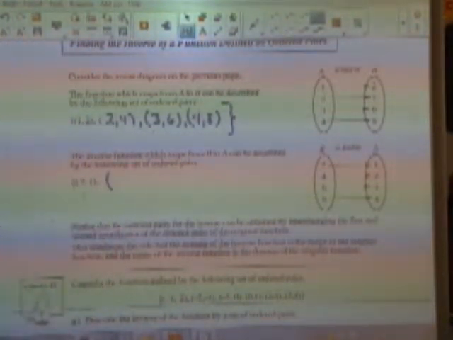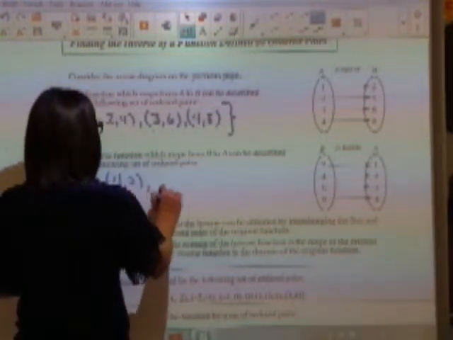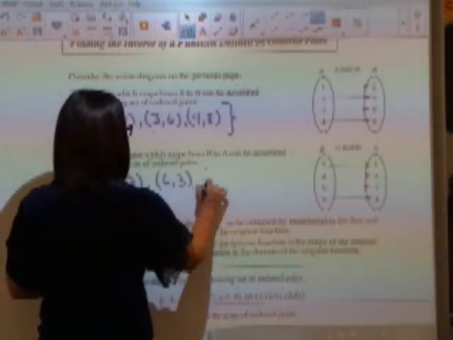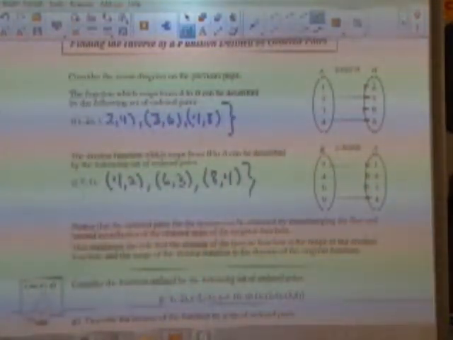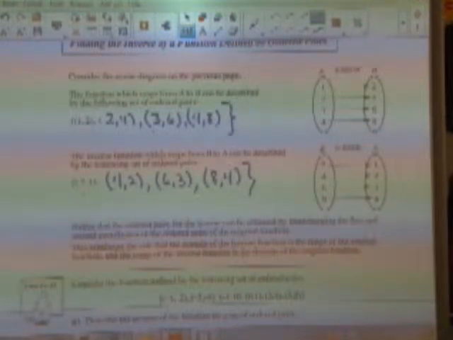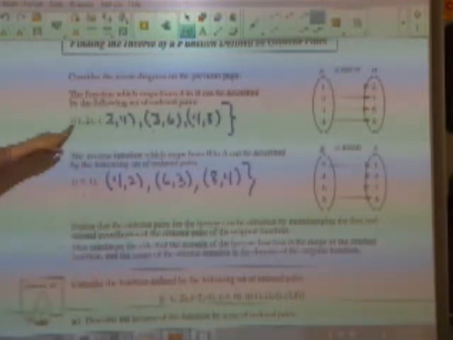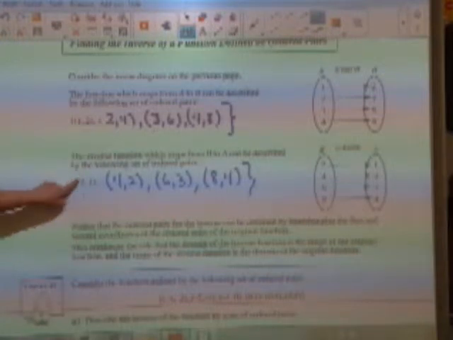The inverse would be taking each ordered pair and interchanging them, flipping it around. So instead of 2 and 4, I would now have 4 and 2. And then I would have 6 and 3, and finally 8 and 4. So the interchanging of the first and the second coordinate reinforces that the domain becomes the range, and the range becomes the domain.